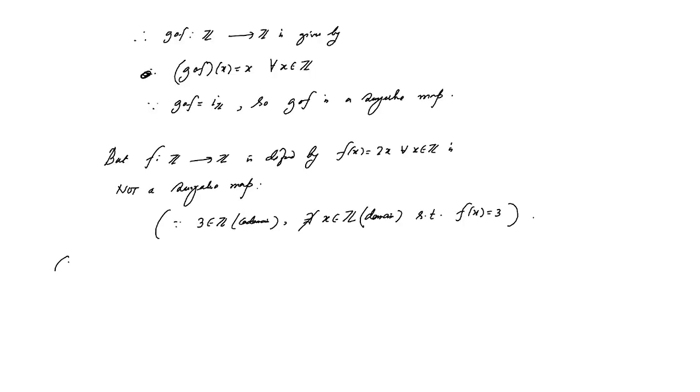Now we'll give a conclusion or remark. Our remark here is: if g composed f is surjective, that does not necessarily imply f is surjective. And you will see the counter example here.